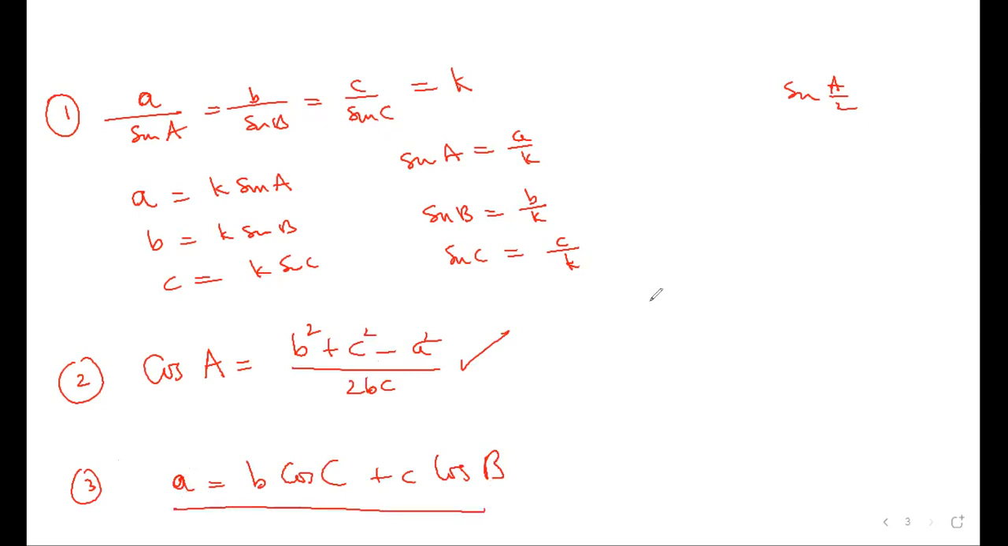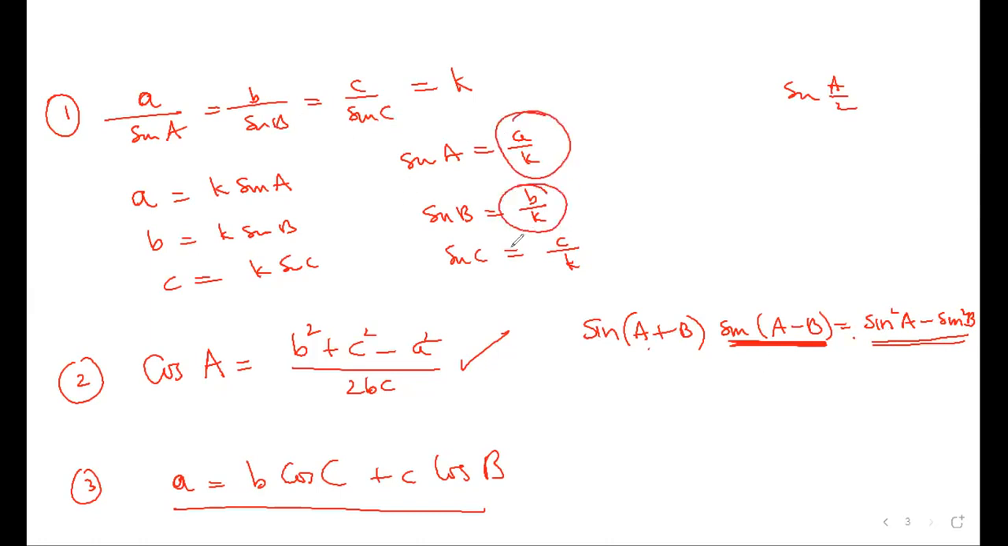Then my favorite formula, sin of A plus B into sin of A minus B is sin square A minus sin square B. You should remember this much. Whenever you come across sin A minus B, you must multiply and divide by sin A plus B so that we can apply this formula. Because if you apply this formula, you can replace sin A by k and sin B by k, and your problem will be solved very fast.